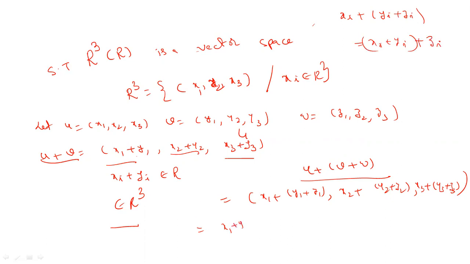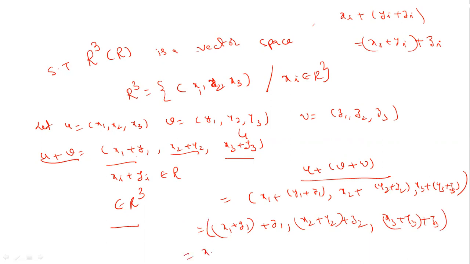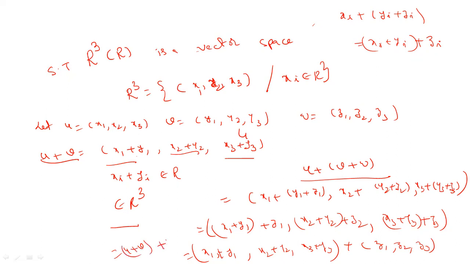So we can write x1 plus (y1 plus z1), x2 plus (y2 plus z2), and x3 plus (y3 plus z3). So this is the same as (x1 plus y1, x2 plus y2, x3 plus y3) plus (z1, z2, z3). So this is nothing but (u plus v) plus w. So u plus (v plus w) is the same as (u plus v) plus w. Associative property is true. Next, identity property.